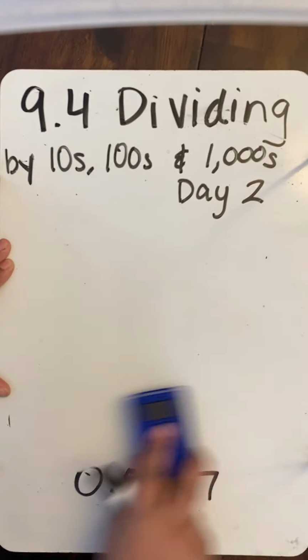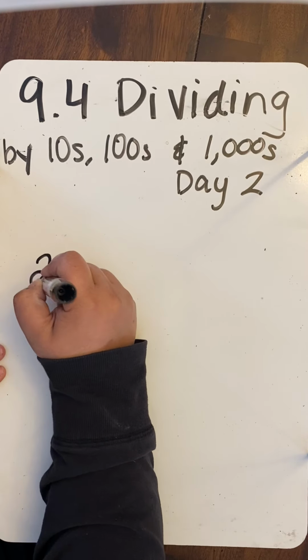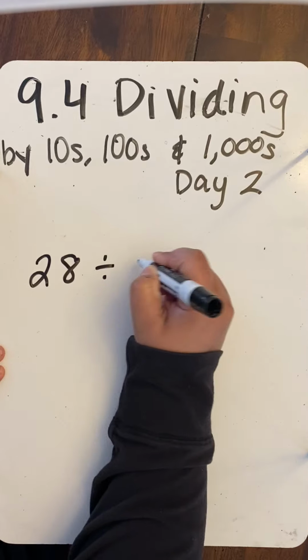Let's go ahead and move on. I'm going a little faster this time because, again, this is a bit of a review. So the next lesson is what we do when we multiply by multiples of 100 and 1,000. So let's look at 28 divided by 200.